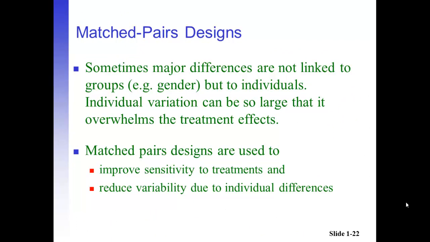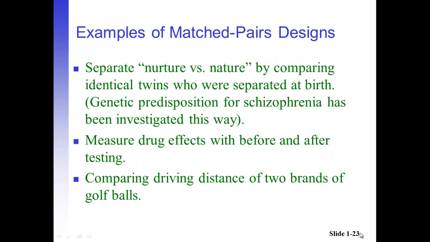Sometimes the most important differences that we see in experiments are not linked to the various groups, but rather to the individuals. When individual variation is so large that it overwhelms the treatment effects, we consider the matched pairs design. Matched pairs designs are used to improve sensitivity to the treatment effect and to reduce the variability due to individual differences. A number of nature versus nurture experiments have been conducted using the matched pairs design.